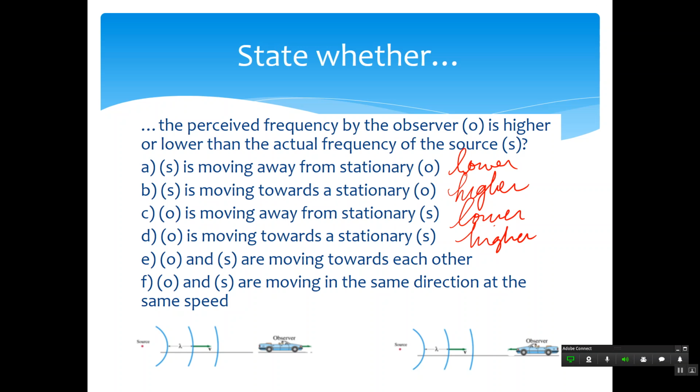What if the observers are moving towards each other? Higher, very high, in fact, right? And if they're running away from each other? Oh, sorry, no, that's not true. The last question is not away from each other. The last question is in the same direction at the same speed. No change, stay the same? Is that true? Yes, it is the same.